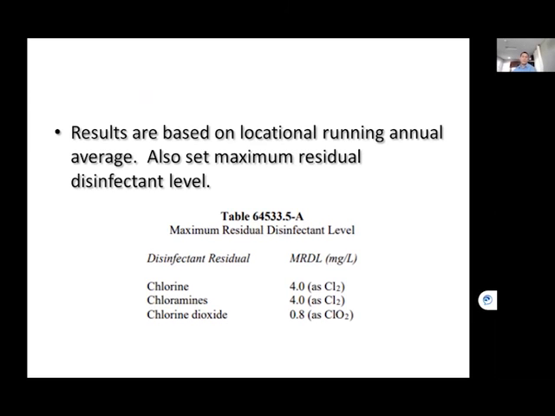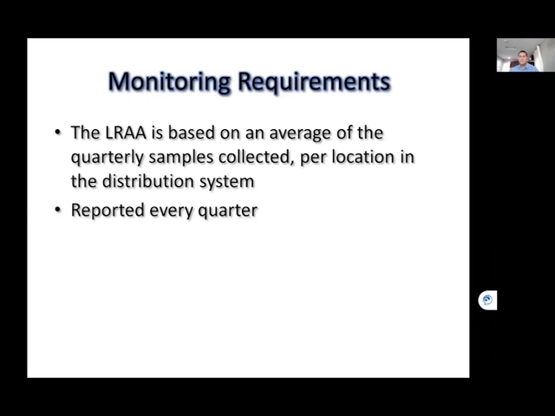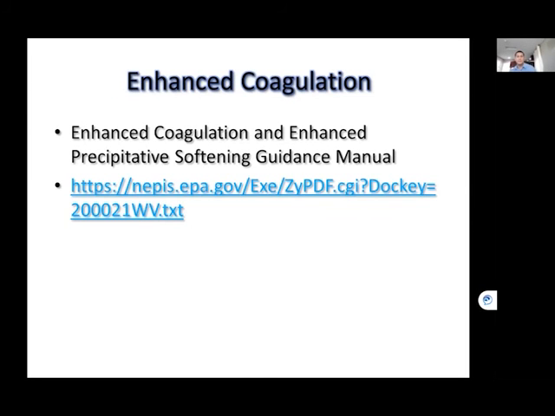Also set is the maximum residual disinfectant level. Chlorine is 4 milligrams per liter. Same for chloramines, tighter on chlorine dioxide. Monitoring requirement: the LRAA is based on an average of the quarterly samples collected per location in the distribution system, reported every quarter in the state.